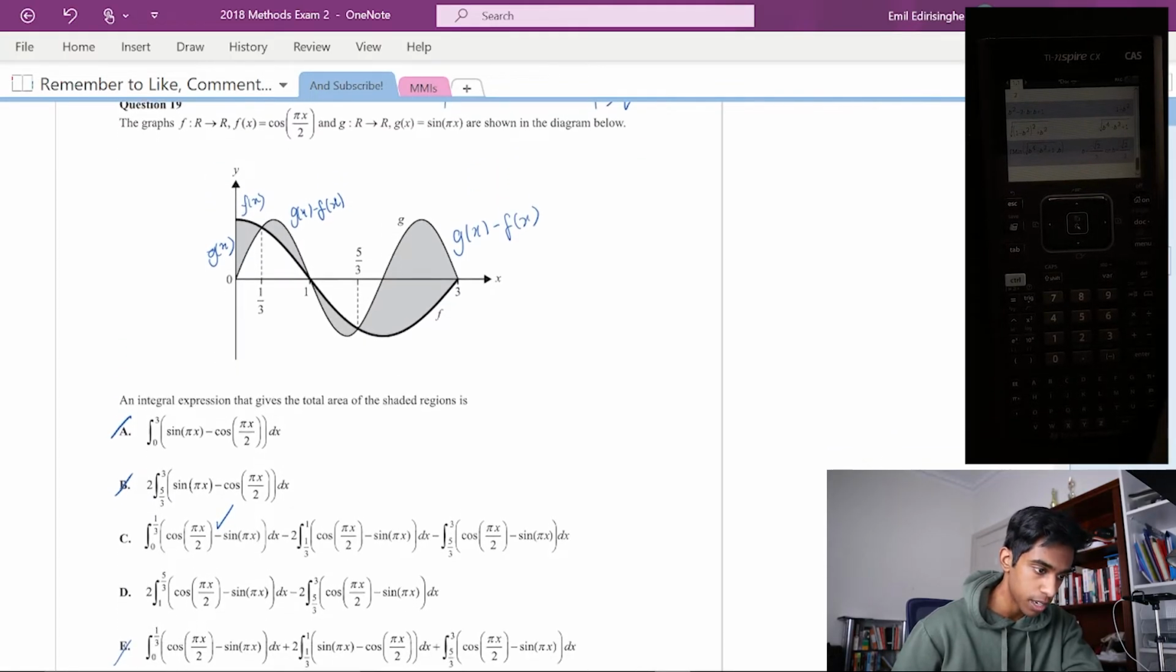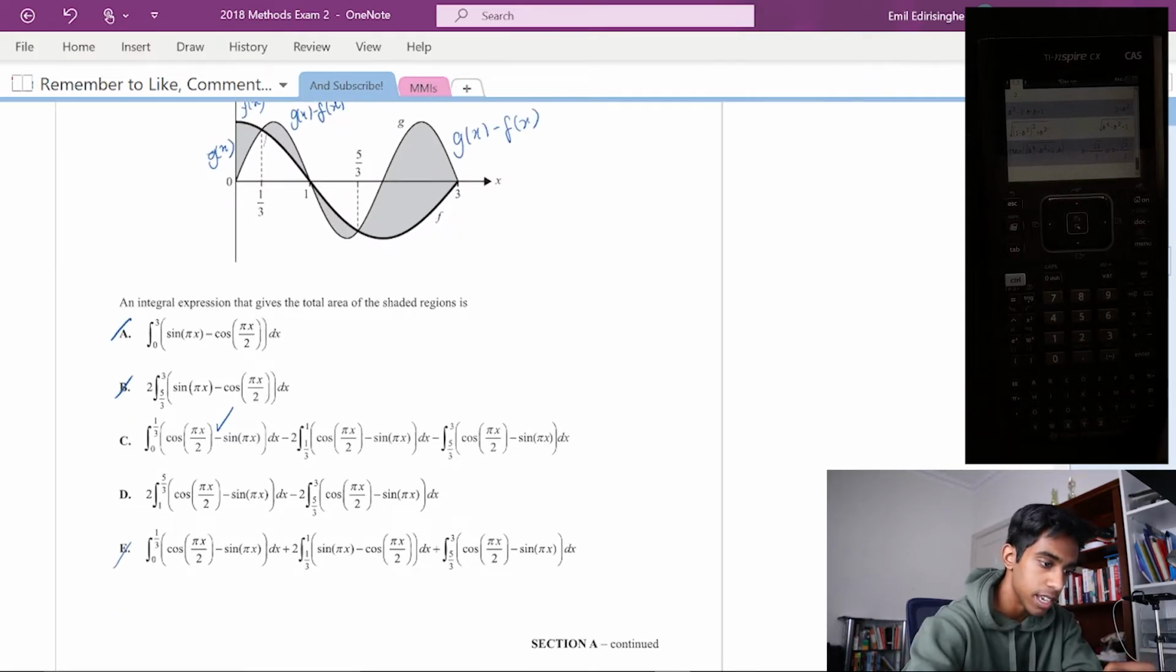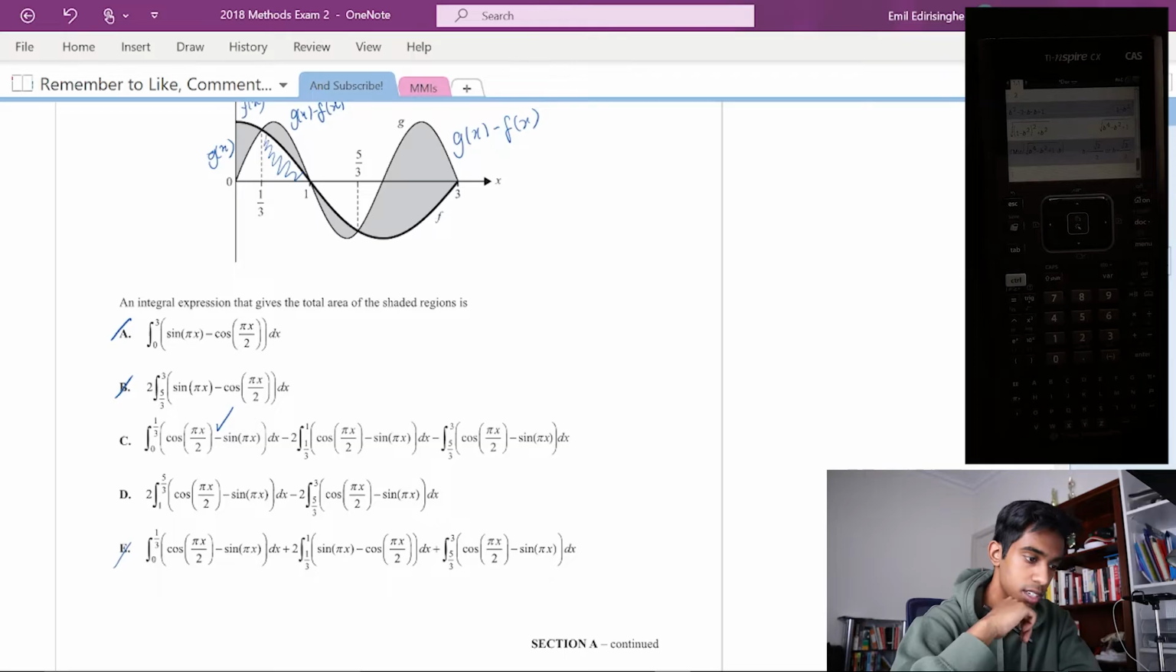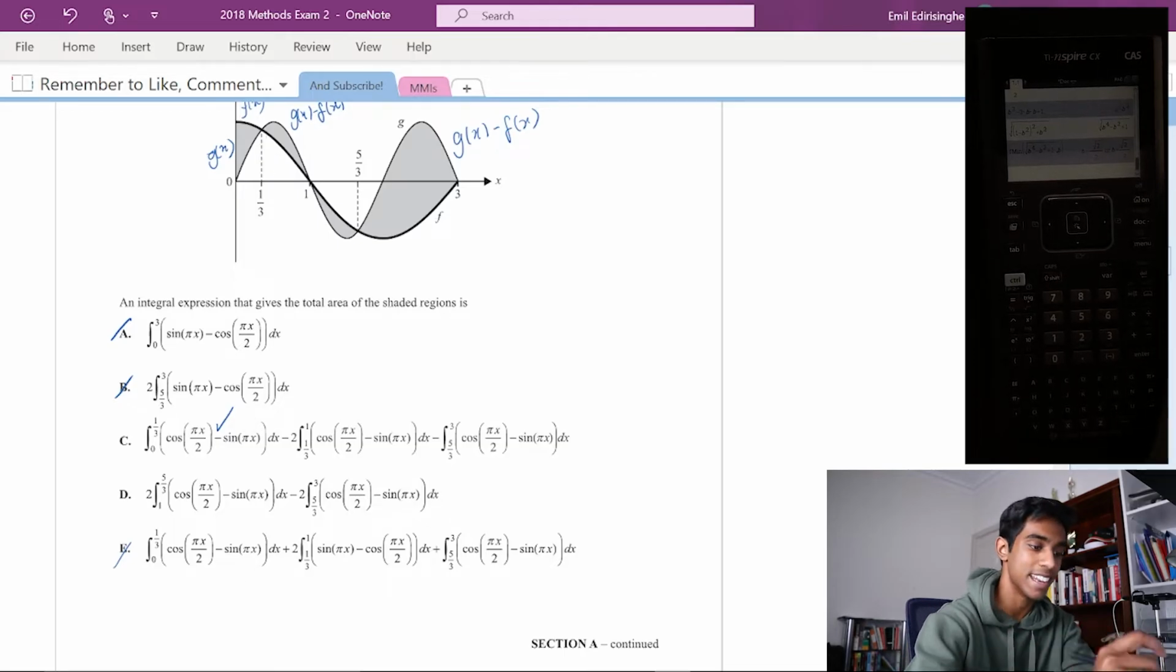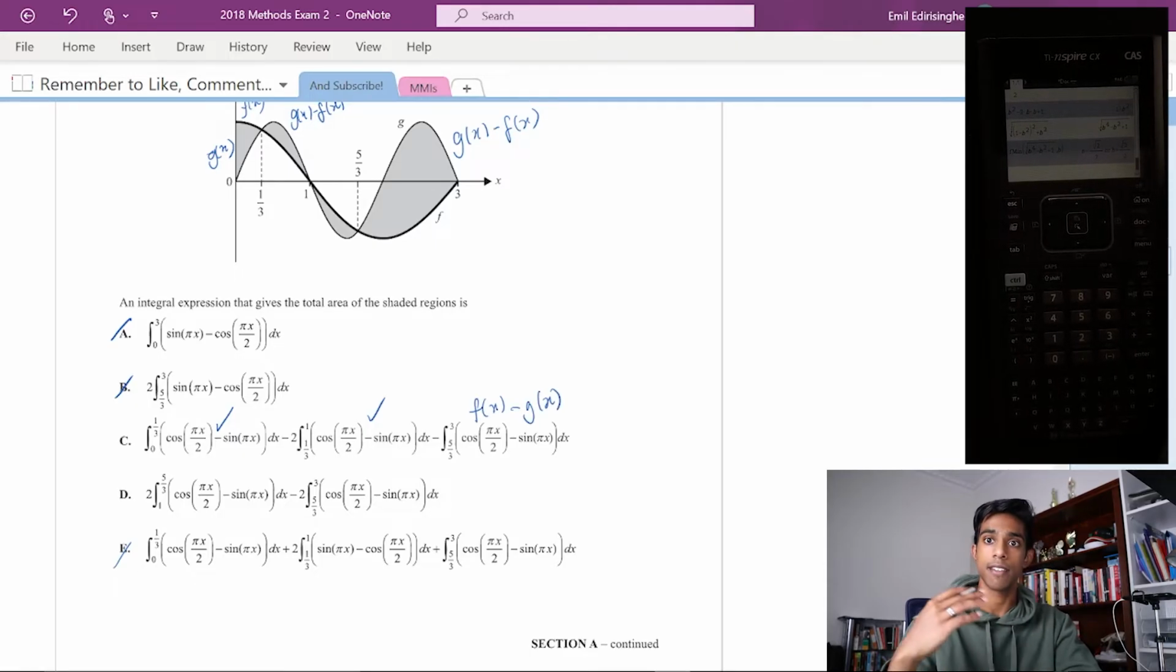So here what's interesting is they've calculated the negative of this area, but they've also put a -2 here. So this is actually correct. And then we've got minus 5/3 to 3 of f of x minus g of x. So again, they've done the same thing where they've done the inverse, but they've put the minus here, which calculates for it. So the answer is C.